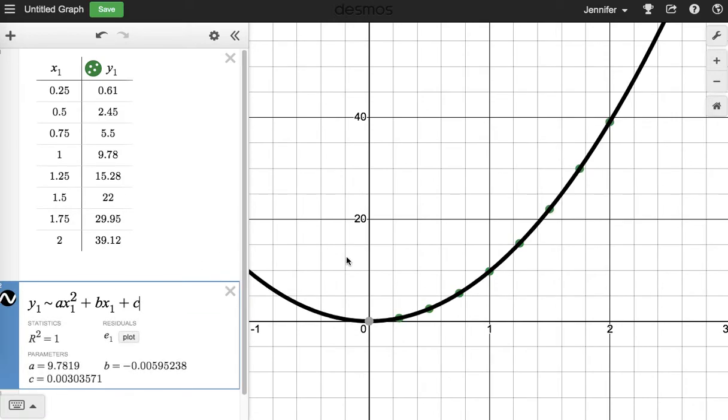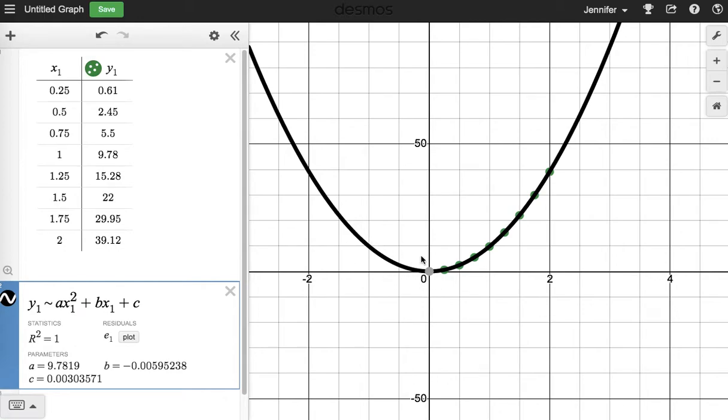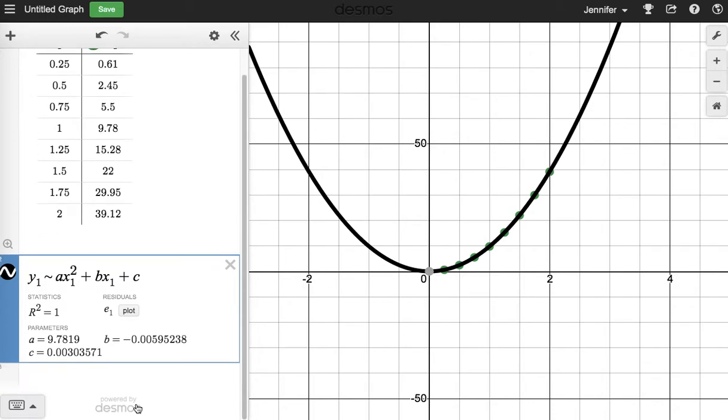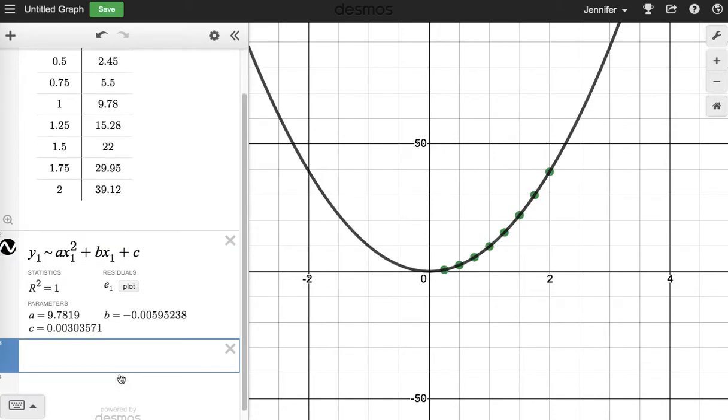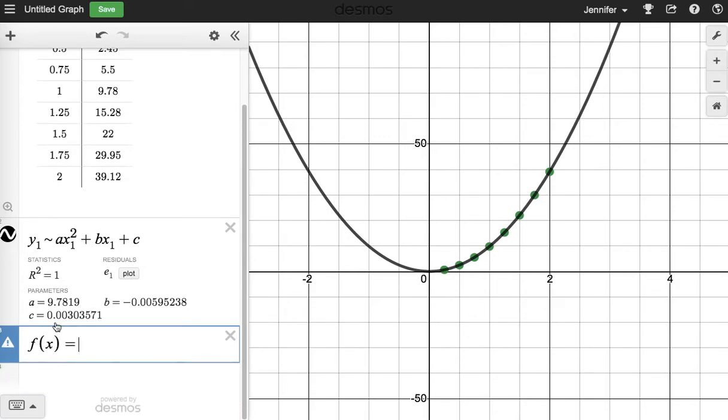Now, if we do that, we're going to get a regression model that fits our data. And if I zoom out just a little bit, you can see that it creates a full parabola. However, this parabola only makes sense for time greater than 0. So when I put in my equation, I'm going to call it f of x. And remember, x in this case is our time measured in seconds, equals, and I'm going to grab these coefficients that Desmos figured out for me.